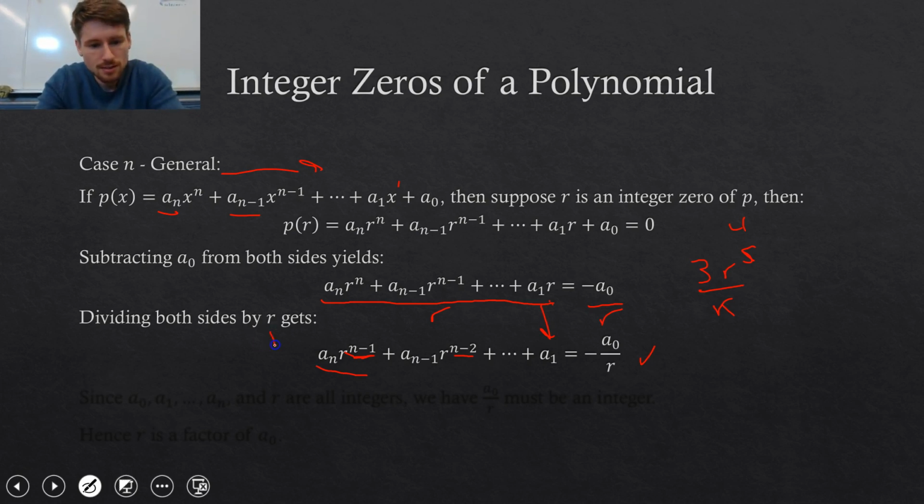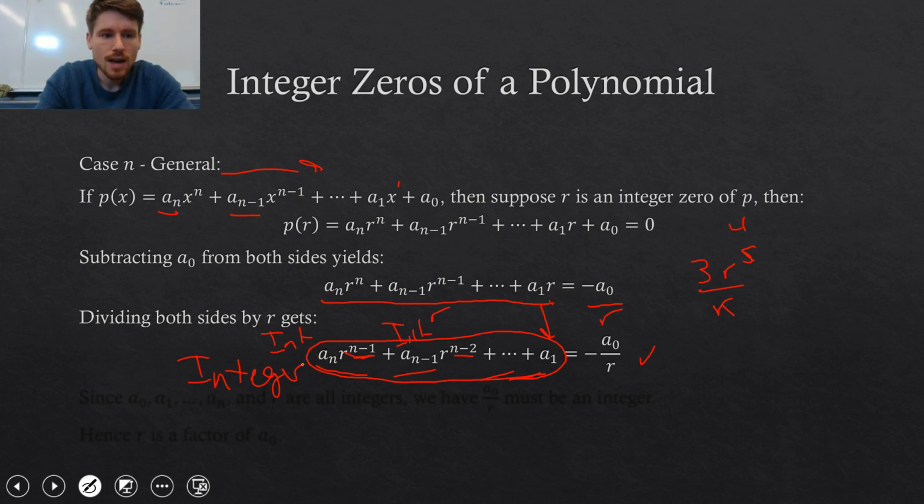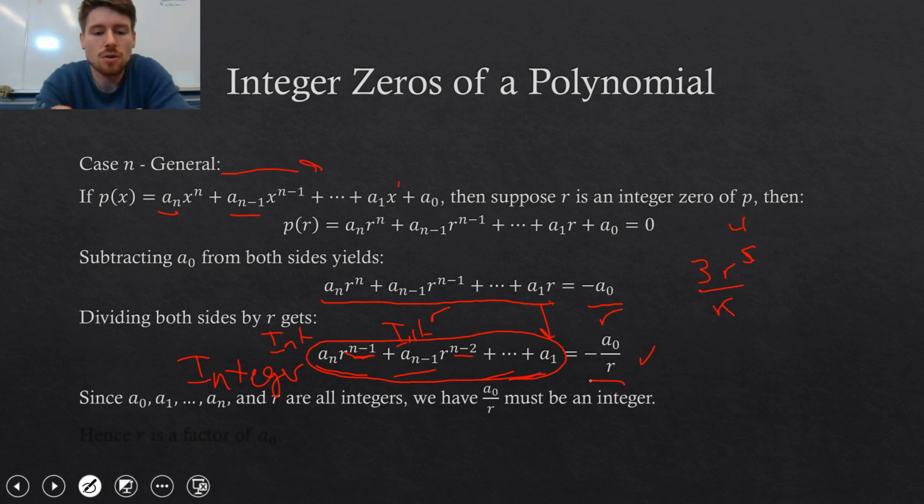So we have an int, and then we have another int. These are all integers. We're adding together a whole bunch of integers. And so the left-hand side, this whole sum, is one big integer, right? And on the right-hand side, that means we have to have an integer. So then we have to have a0 over r as an integer. And so that means that, again, r is a factor of a0.